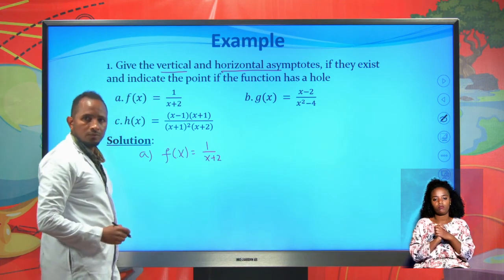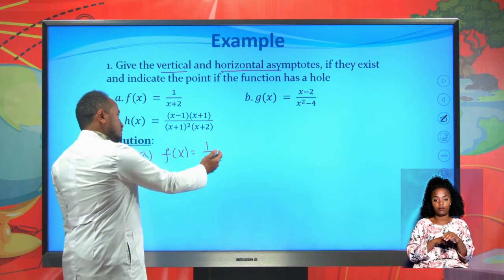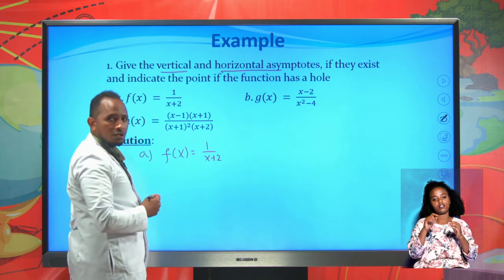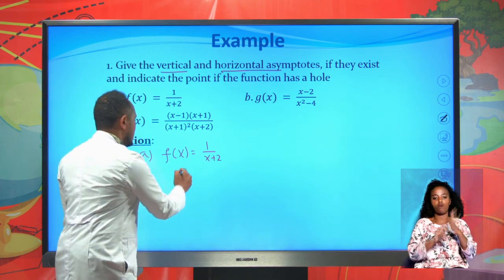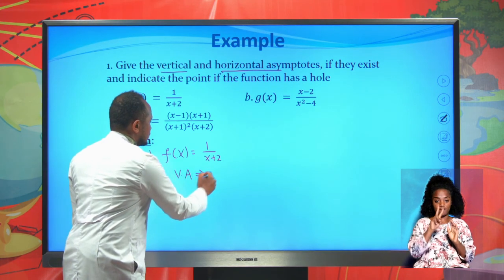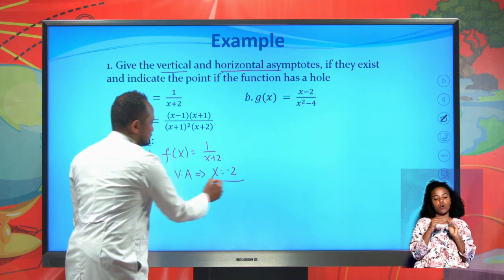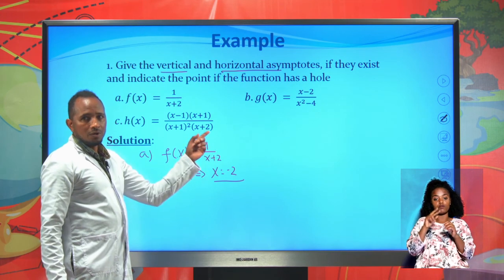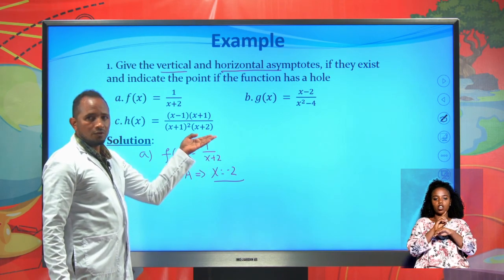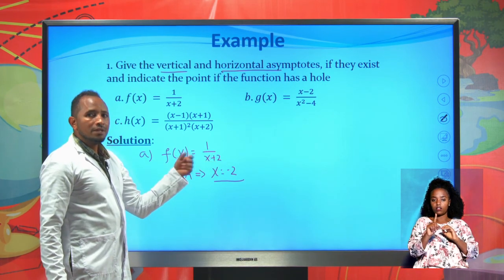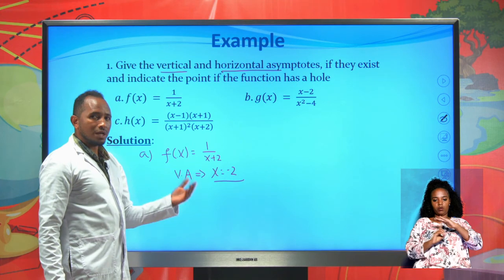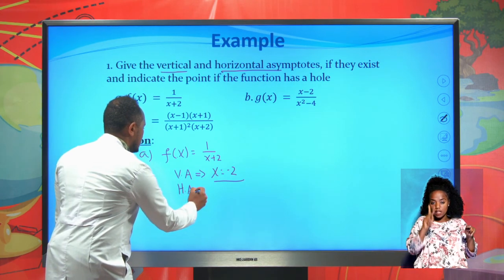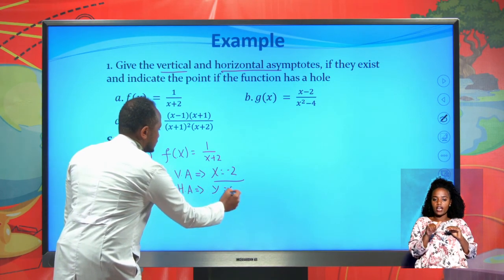x plus 2. So in this case, the value of x that makes the denominator 0 is x equals negative 2. That number cannot make the numerator 0. So the vertical asymptote for this expression will be x equals negative 2. In addition to this, as you can see, the degree of the numerator is 0 and the degree of the denominator is 1. So the degree of the numerator is less than the degree of the denominator. In this case, it has a horizontal asymptote. Its horizontal asymptote is y equals 0.